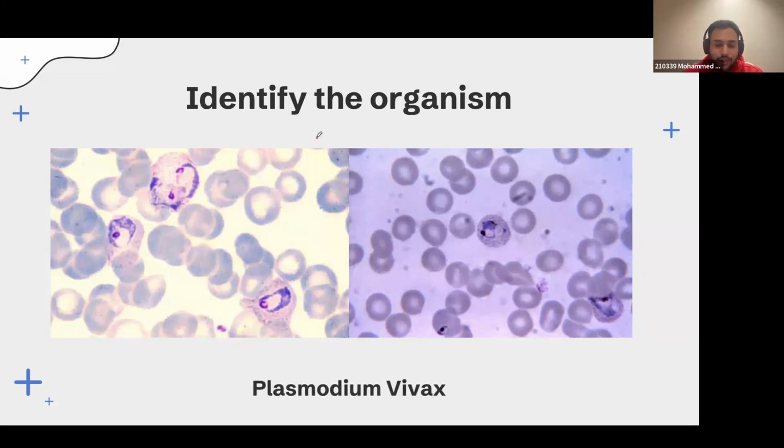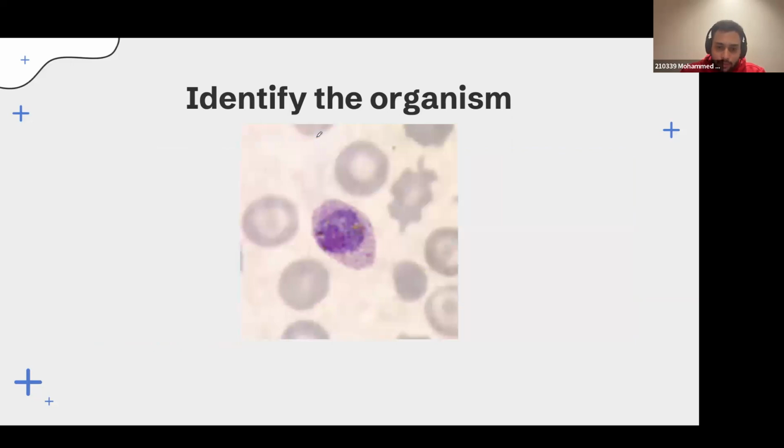Now, specifics about this one. What type of fever does it cause? Tertian fever. Good. Now, what's the problem with this one? Can it lay dormant? Yes or no? As what? What does it lay dormant as? Hypnozoites. Good. So this lays dormant as hypnozoites. Okay, and it's a tertian fever. Plasmodium vivax. Good. Now, next one.